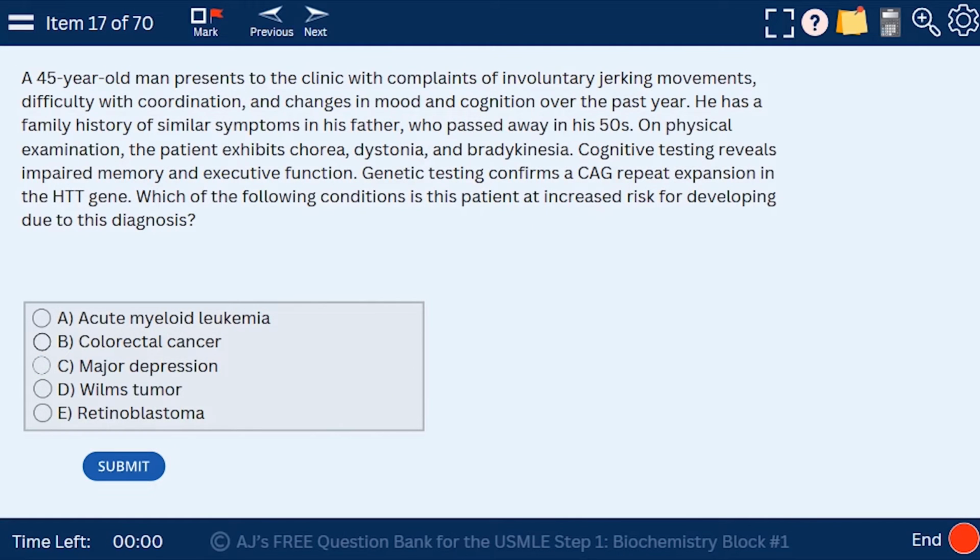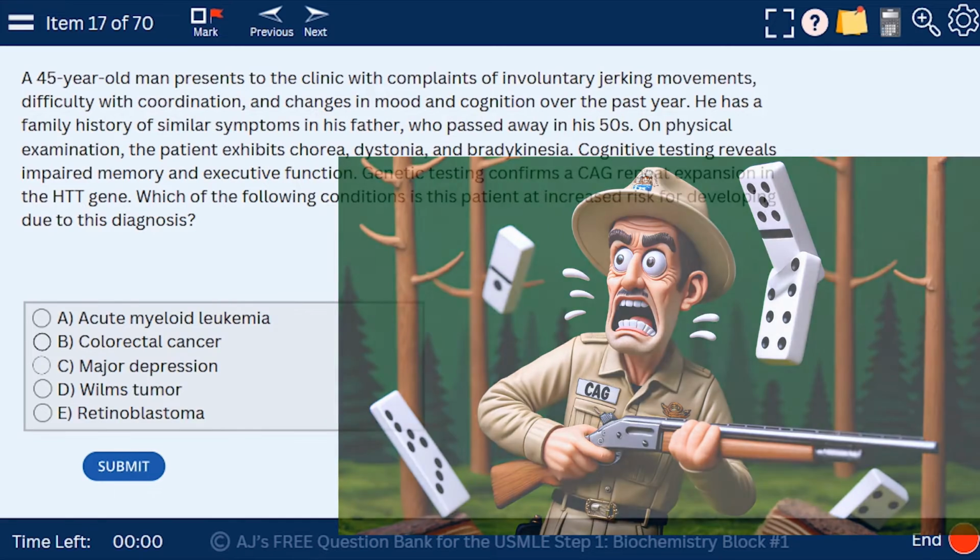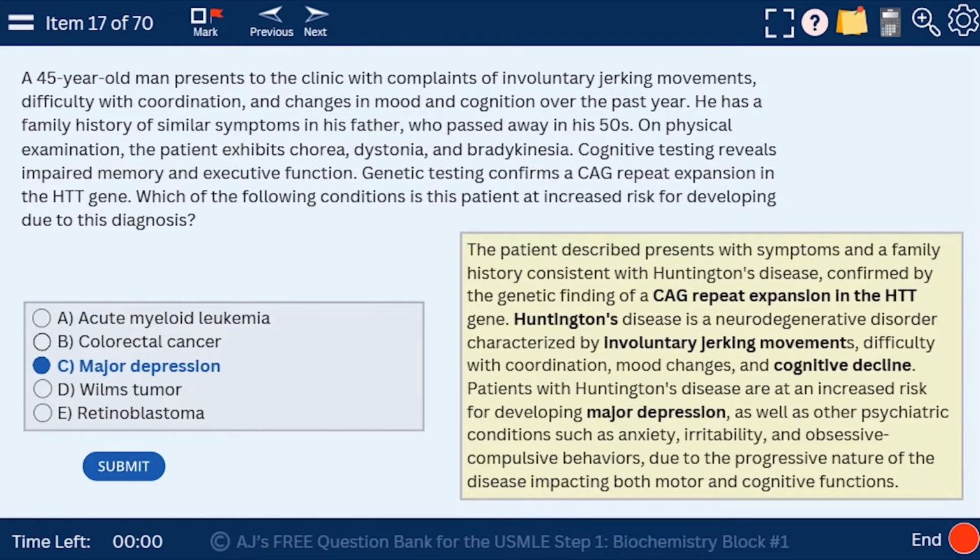All right, question 17. We have this 45-year-old man with mood changes, chorea, dystonia, and bradykinesia, and there's a CAG repeat expansion on HTT. This is Huntington disease, and lots of Huntington disease patients commit suicide because of their major depression. And one thing to remember about Huntington disease is the anticipation. They love to ask on exams on the anticipation, where sons get the disease earlier than their father.